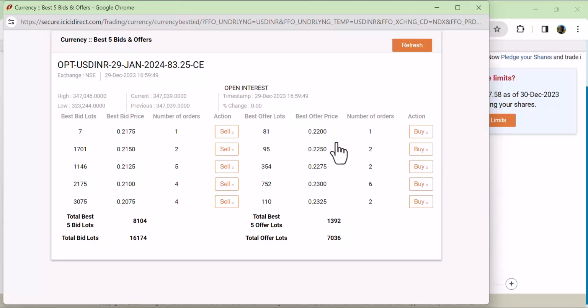Because in dollar versus rupee there's enough liquidity and a lot of people have placed orders, you'll get a price very near to what is given on your screen. Somebody wants to sell at 0.200. So the moment you put a market order, most likely, because he's offering 81 lots, your order will get executed at 0.2200. Okay, fine.